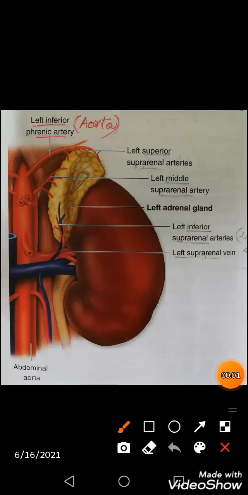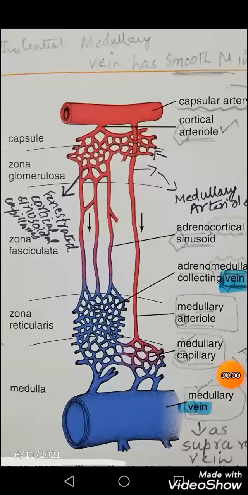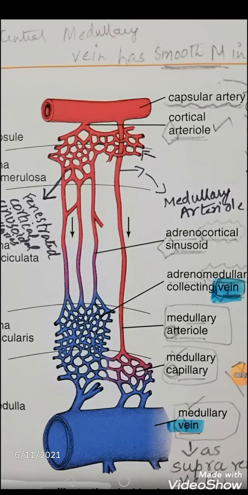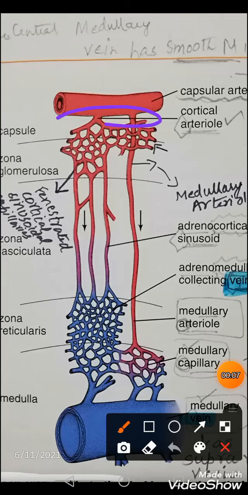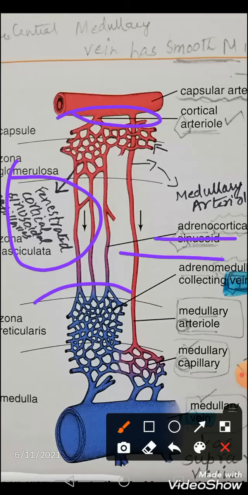Now the blood supply. The superior, middle and inferior suprarenal arteries supply the capsule of the adrenal gland and give rise to three principal patterns of blood distribution. Now focus on the picture: the capsular artery, hence the capsular capillaries, supply the capsule. Then we observe the fenestrated cortical sinusoidal capillaries joining to form adrenocortical sinusoids and finally forming the adrenomedullary collecting veins.